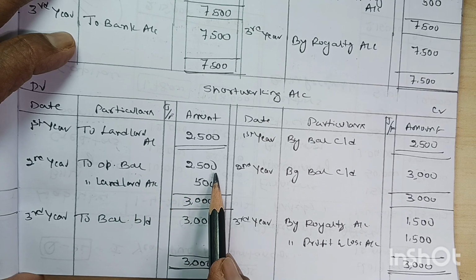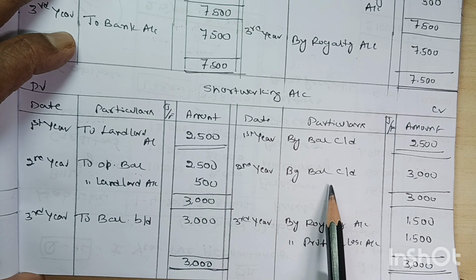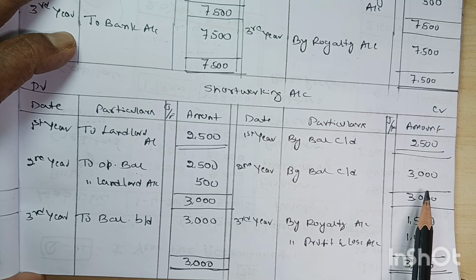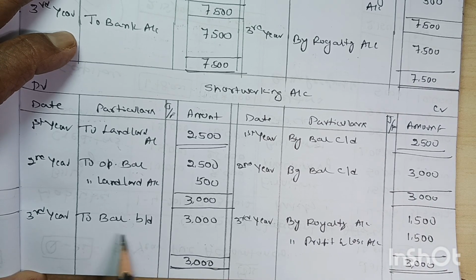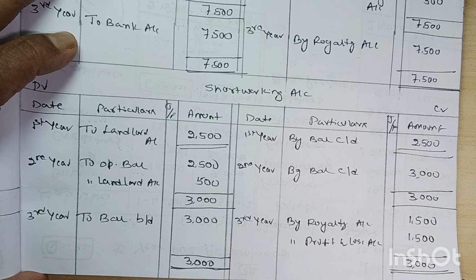To opening balance 2500, again you have a loss of next year of 500, so total is 3000. 3000 rupees showing short working, the total loss. To balance brought down or opening balance of third year is 3000, but out of this you have taken 1500 from royalty, 1500. You have earned 9000, you just refer to your table, you will come to that.